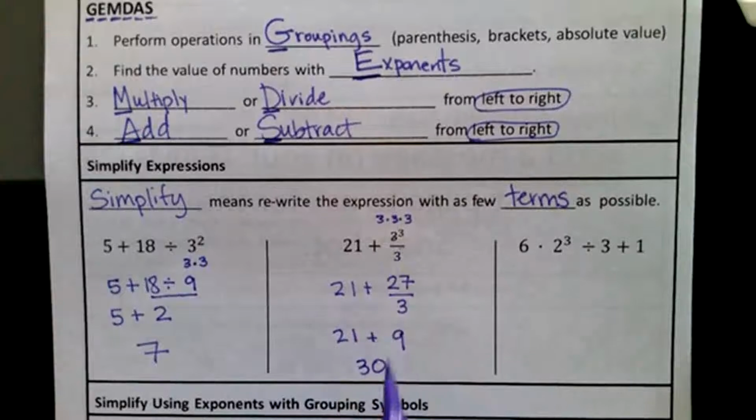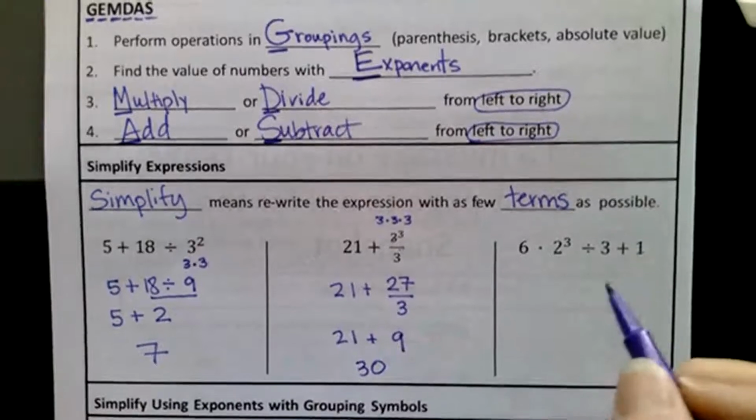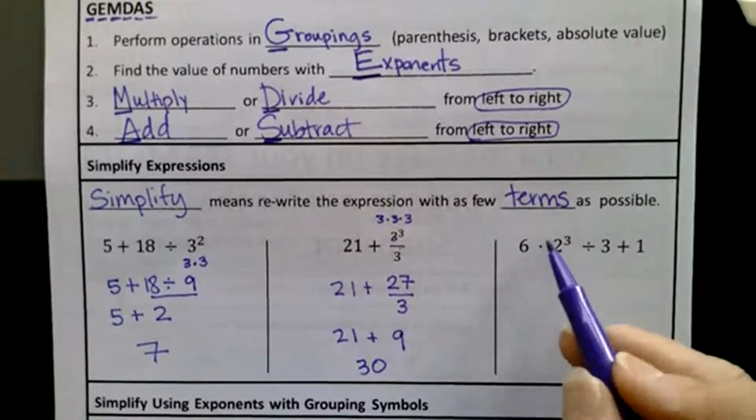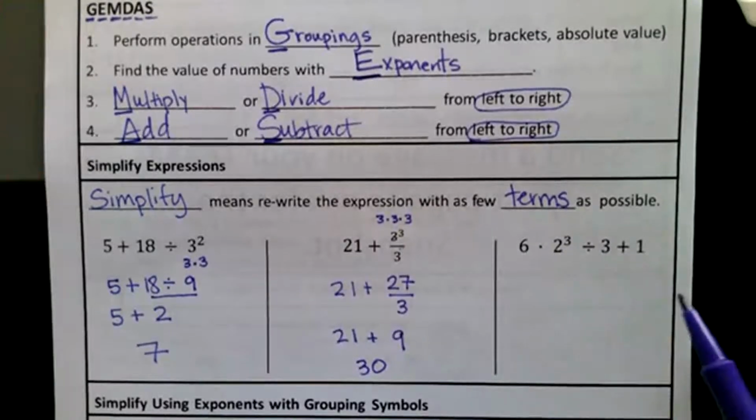And that is following the order of operations in the right order to get the right answer. All right? Now, let's do this last one. I have 6 times, this little dot right here is multiplication. And we're starting to get away from using what looks like an X to mean multiplication.